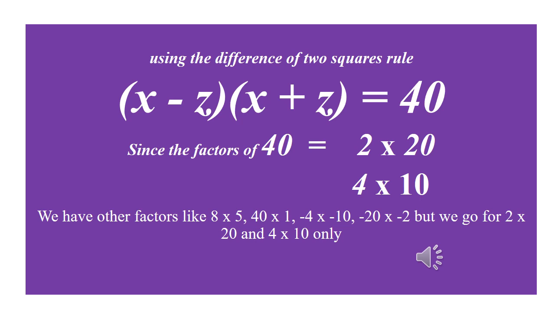So since we now try to find the factors of 40, we are going to limit ourselves to only 2 times 20 and 4 times 10. Now we have other factors like 8 times 5, 4 times 1, minus 4 times minus 10, minus 20 times minus 2, but we are going to limit ourselves to only 2 times 20 and 4 times 10.